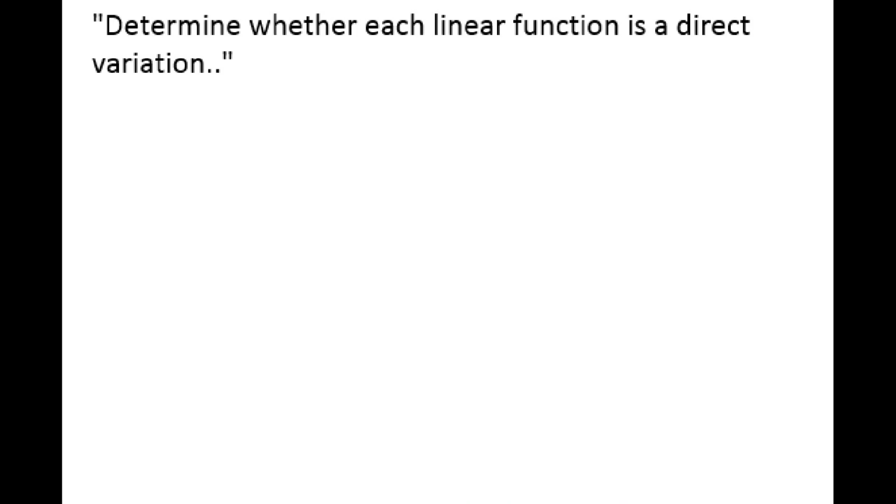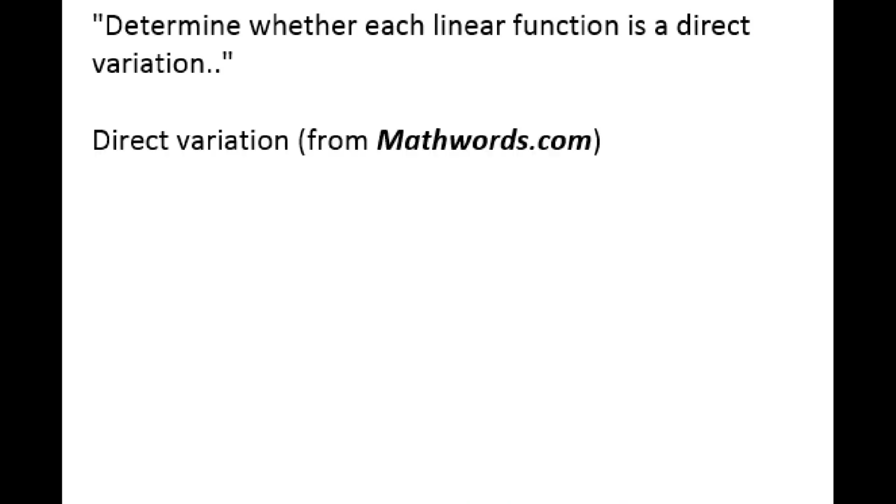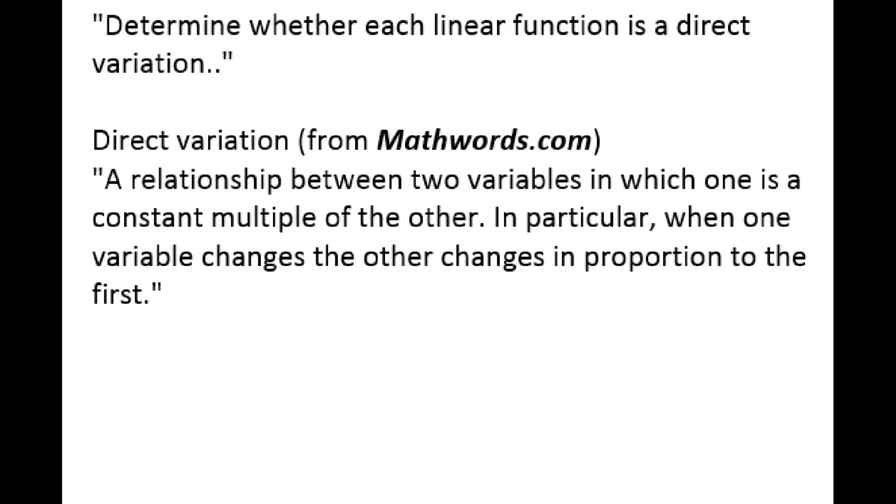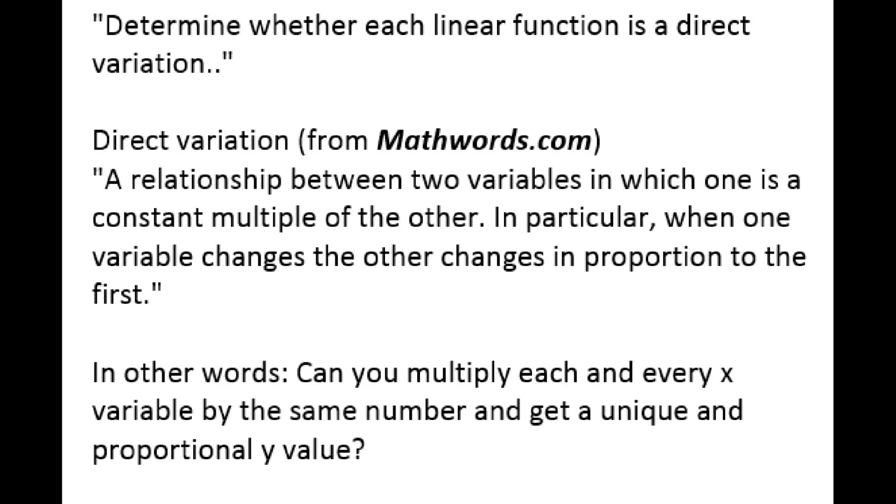This is the homework assignment for the evening of Tuesday, January 9th, 2018, and it introduces the idea of direct variation. If you've got a set of values and you're plotting ordered pairs, and you look at all your x's, like let's say you have -2, -1, 0, 1, 2, and you multiply all of them by the same number, and you get a unique or proportional y value, then that's direct variation.